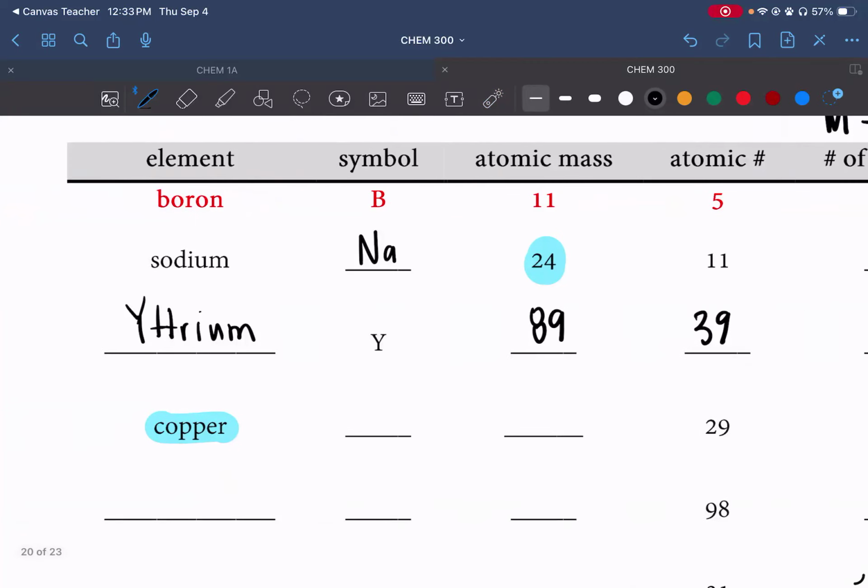Atomic number 29 is copper. Copper is Cu. Careful of writing Co. Co is cobalt. That's another element entirely. And its rounded atomic mass is approximately 64.